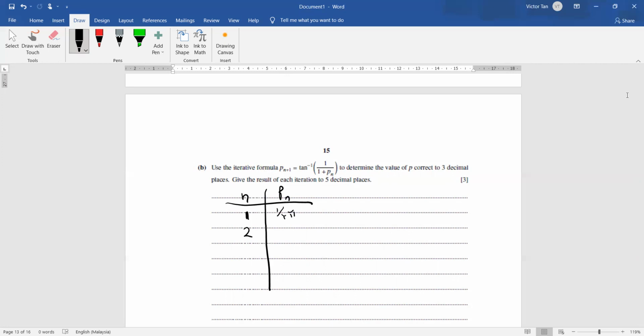Answer must be in radian, huh? So I'm going to change the mode to radian. Okay, so this arctangent of 1/(1 + b). So, okay, they want it in 5 decimal places: 0.51056.